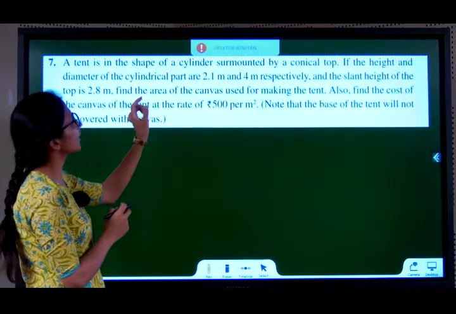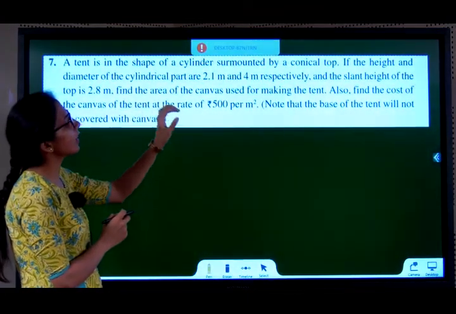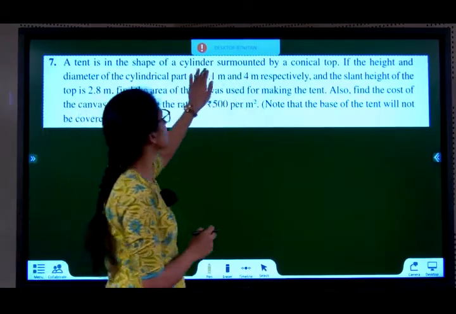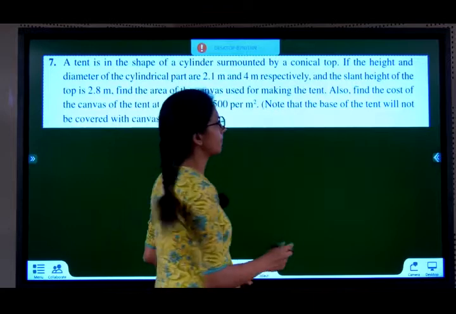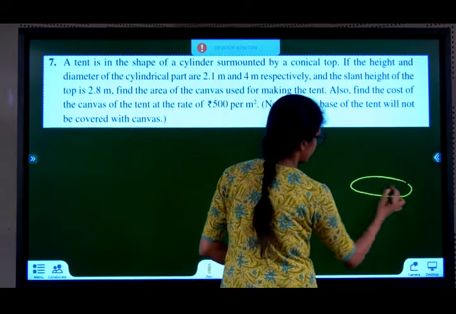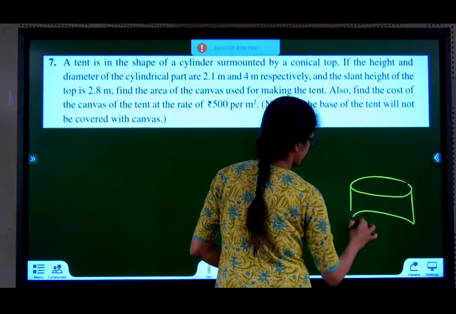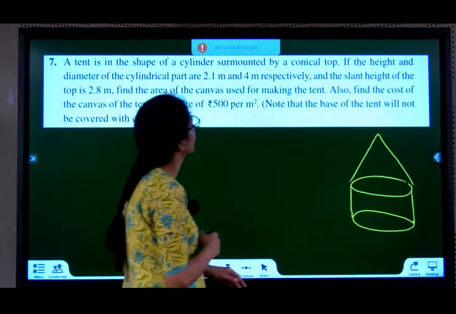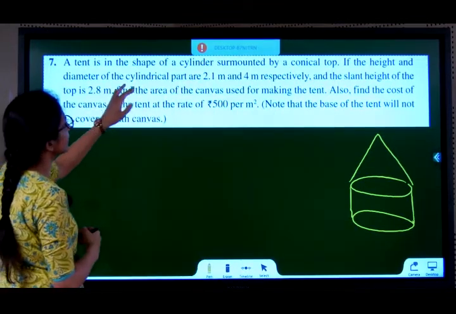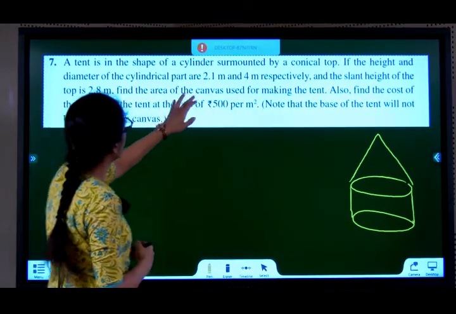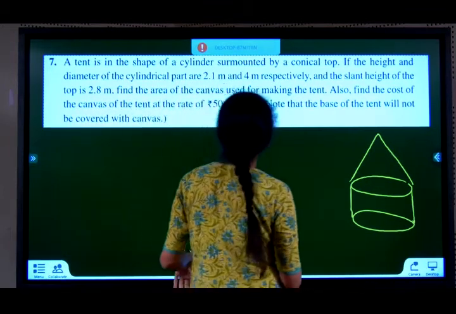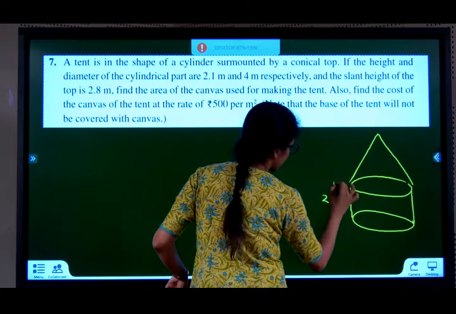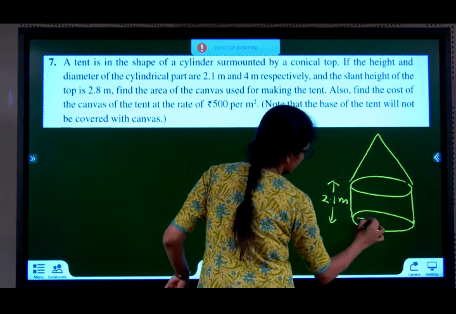Question 7. A tent is the shape of a cylinder surmounted by a conical top. Cylinder surmounted by means a cylinder below and a conical top. So you all have seen tents, especially circus tents. If the height and diameter of the cylindrical part are 2.1 meters and 4 meters respectively, 2.1 meters is the height of the cylindrical part and 4 meters is the diameter.